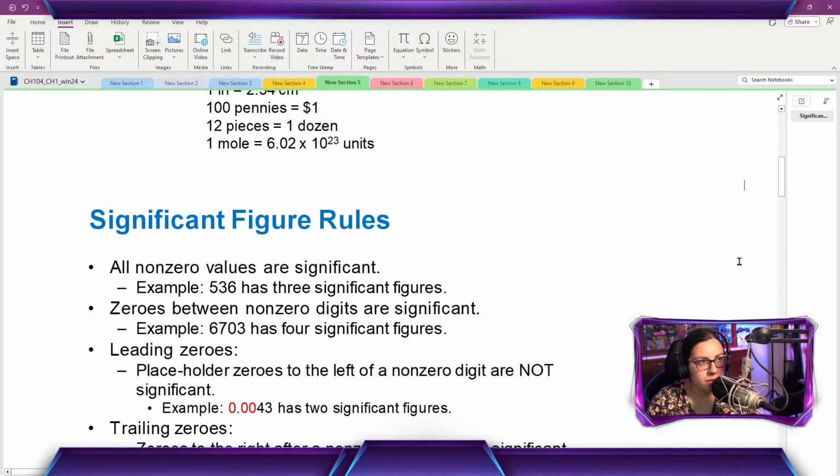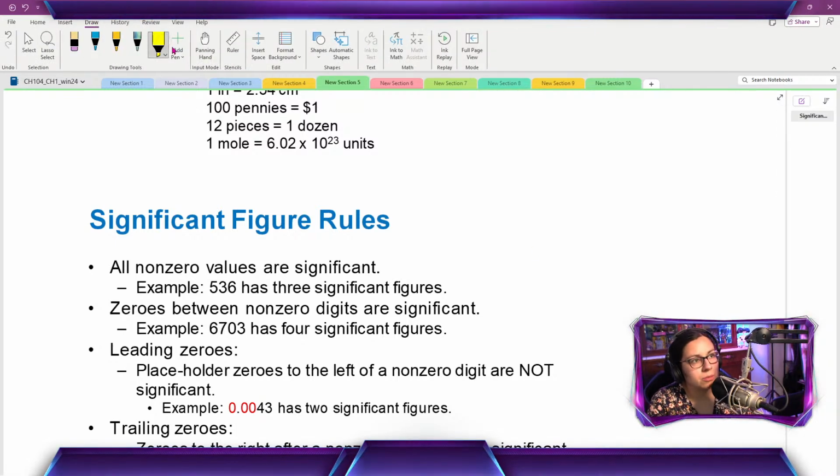And so now let's look at, well, what are sig figs? This goes to how you're going to report your number. Let's start off with these rules and how to determine what is a sig fig. The first one makes a lot of sense. All non-zero values are significant. So this number has 3 sig figs. That makes sense.